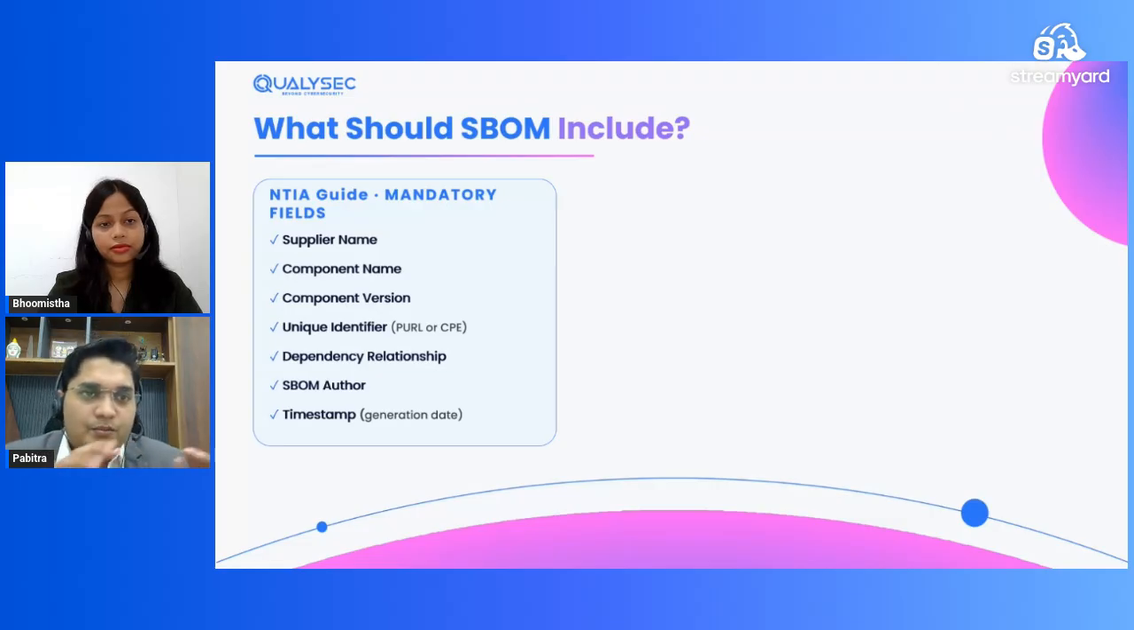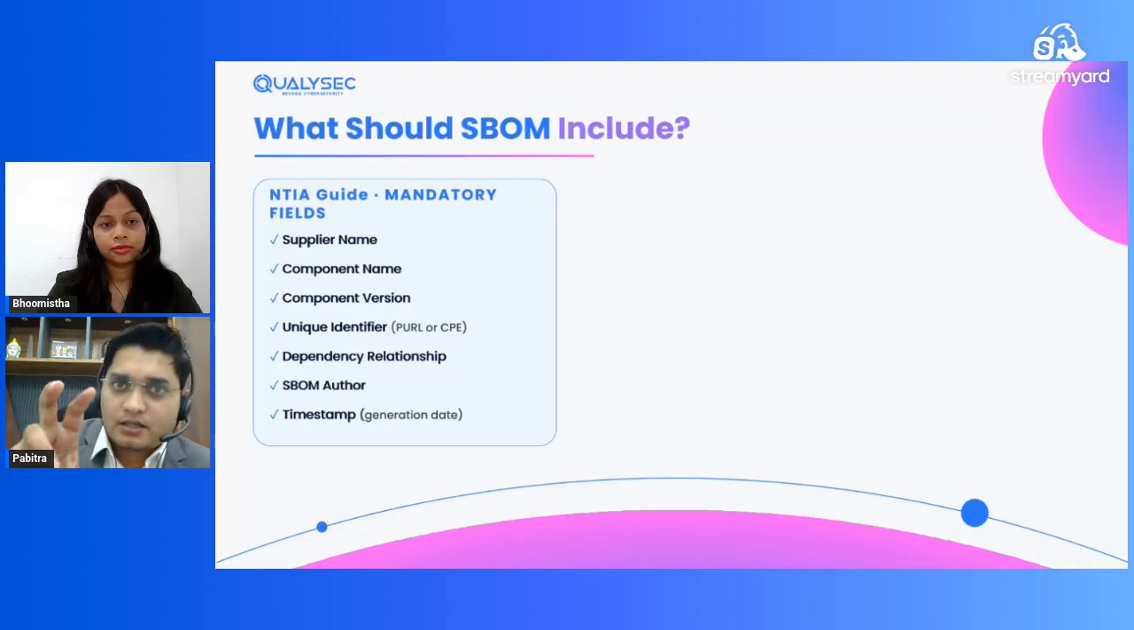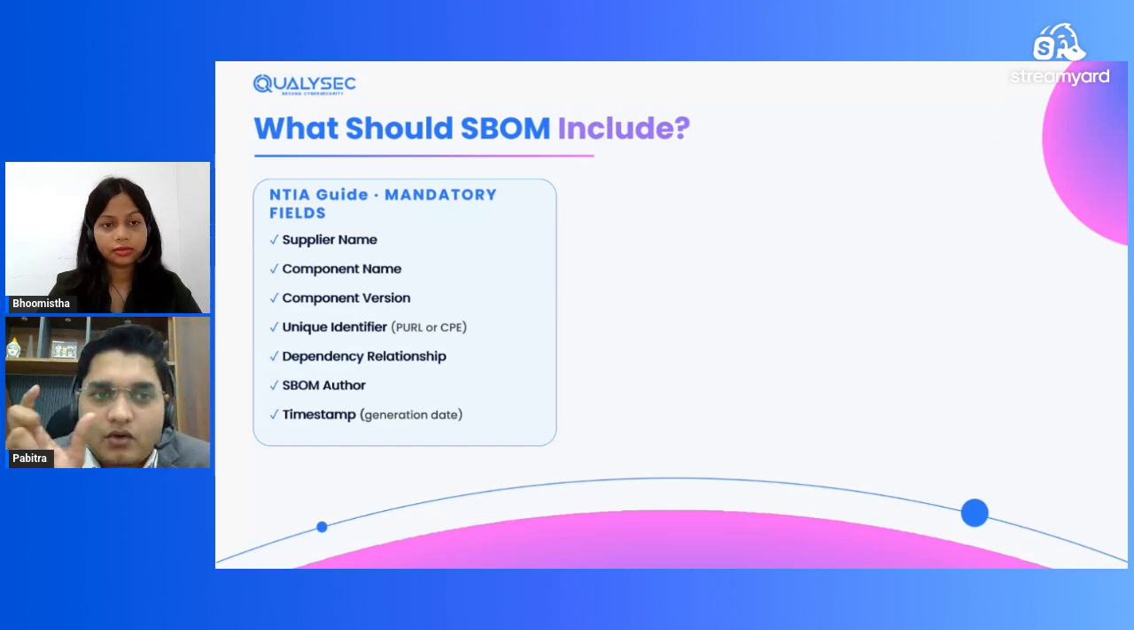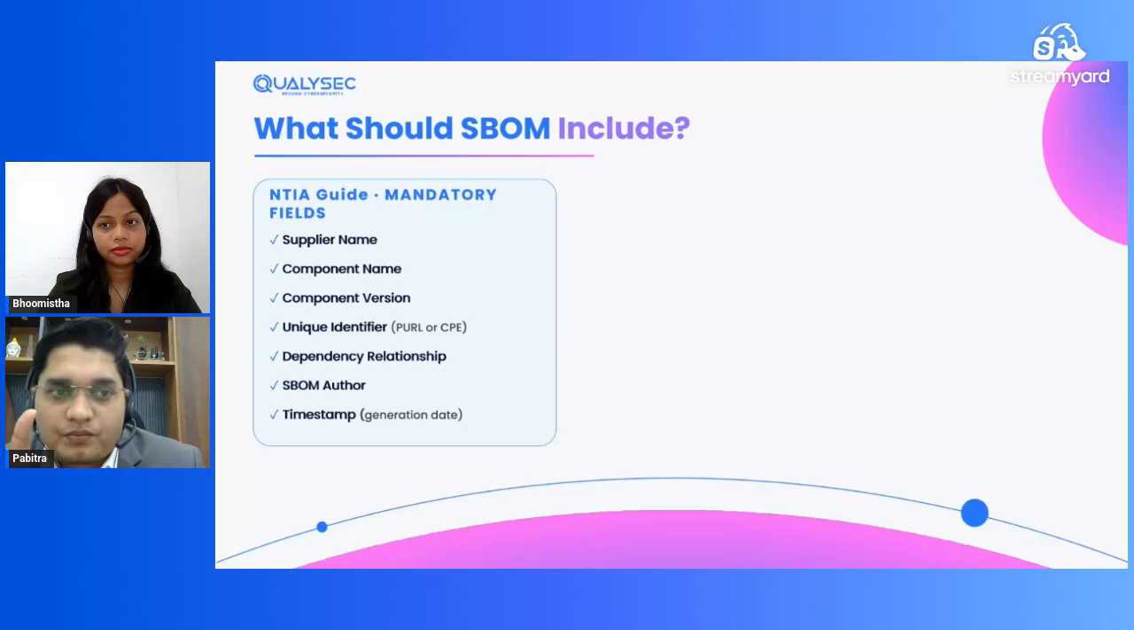They have particular sections for creating an SBOM. What are the sections? First, supplier name: for a component, who built or developed it? Is it Microsoft, Google, or someone else? We have to specify their name. Then component name. This is where people usually make mistakes.